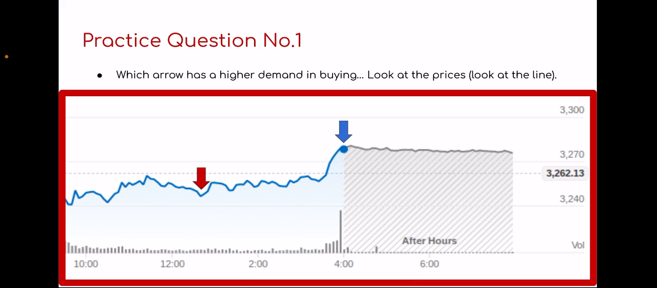Here's a question for you. You see the red arrow and the blue arrow. They represent a point, and hopefully you can distinguish those. The question is, which arrow has a higher demand in buying? I recommend looking at the prices, but since they're not specified that much, look at the line, which is a great thing to look at when you're reading statistics. Pause if you need more time.